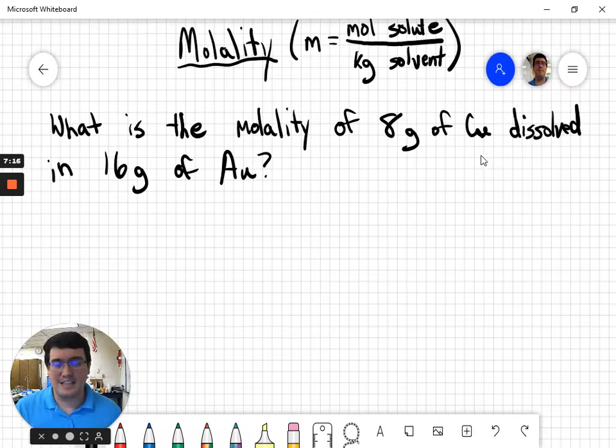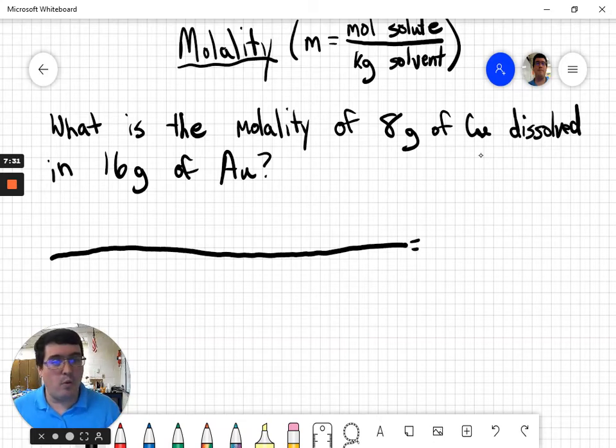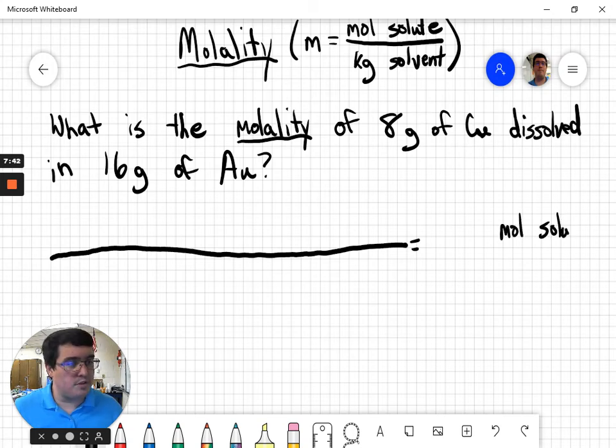What would be the molality of this solution is a question that we would ask as chemists. So what are we going to do? Do this problem just like we do the molarity problems. We're going to draw a straight line right here, equals. Out at the end, it's asking me what is the molality. So here's where things get a little different from molarity. Instead of molarity, where we have moles per liter, in molality we're going to do moles of solute per kilograms of solvent.